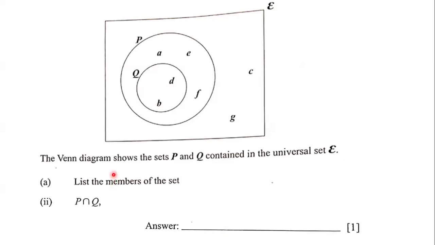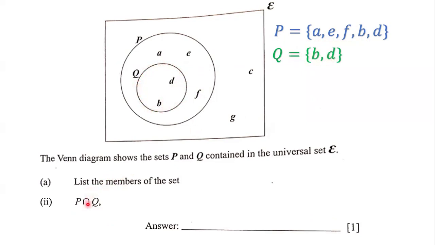The next question says that we want the intersection between set P and set Q. So let's list out the elements inside set P. It's going to be A, E, F, B, and D, which we saw previously. Now let's list off the elements of set Q. Set Q, which is the smaller set, only contains two elements, which are B and D.